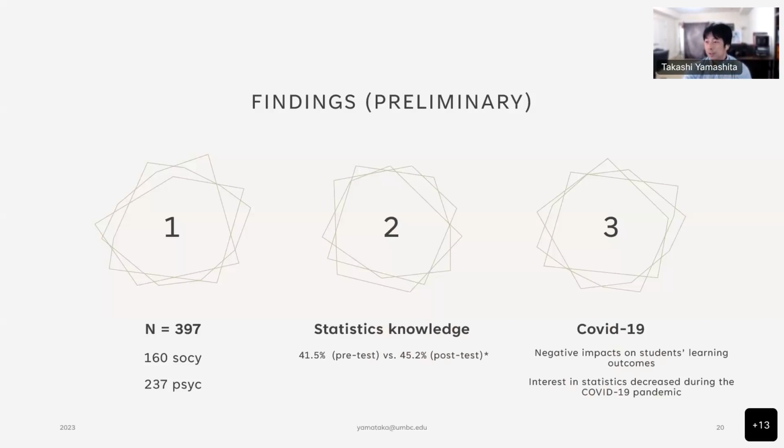This is kind of understandable because it moved to 100% online, and all of us had to do additional work to keep up with all the changes every day. So we have some preliminary explanations, but we are still looking into why the pandemic might have changed the students' learning outcomes as well as their statistics anxiety or interest.